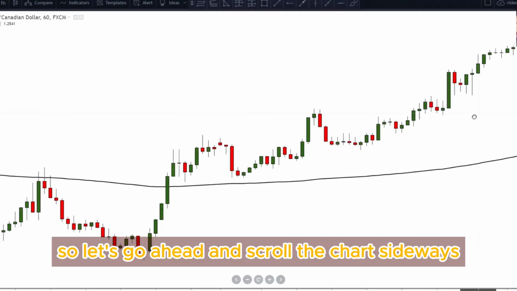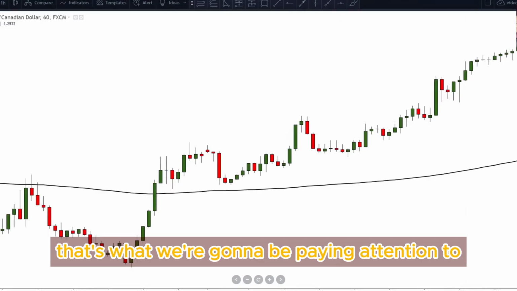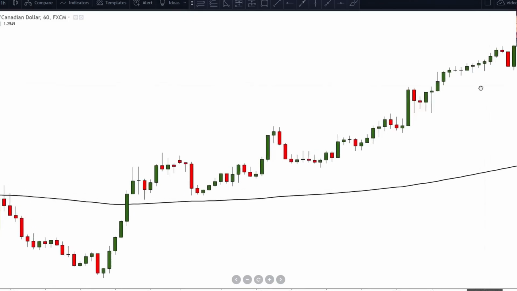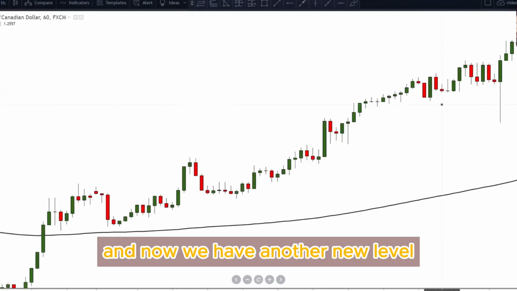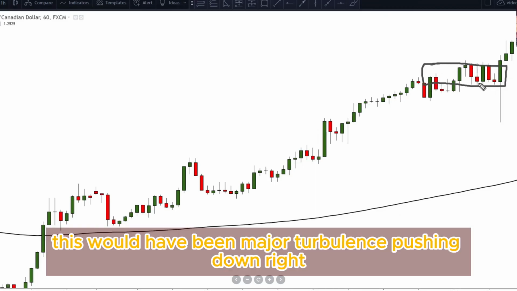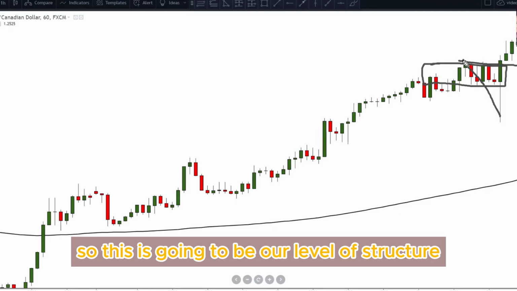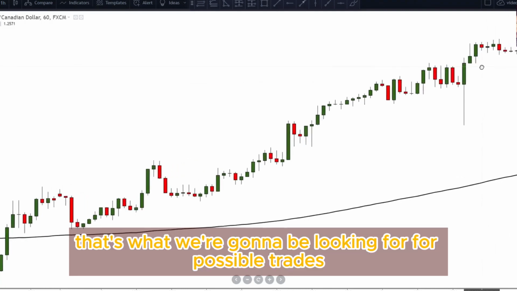So let's go ahead and scroll the chart sideways. Now, this is our new level of structure that's just been broken. That's what we're going to be paying attention to. Scrolling sideways. And now we have another new level. Because of this consolidation in through here, this would have been major turbulence pushing down, right? So this is going to be our level of structure right in here, where our line is at 1.268 even. So that's what we're going to be looking for possible trades.